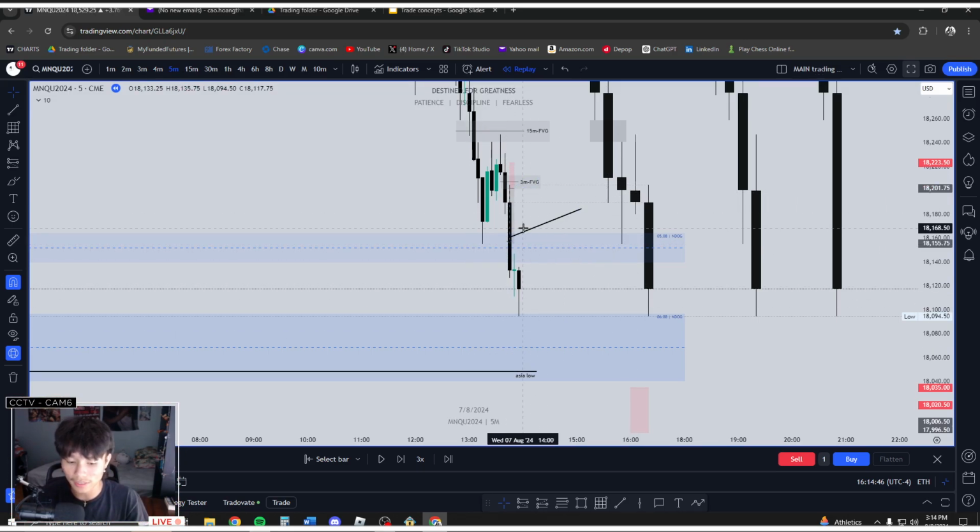So, like I said, price is fractal. You can apply that Power of 3 concept to every single candle. So what can we anticipate to occur with this 5-minute candle? We can anticipate for this 5-minute candle's low to be taken, right?